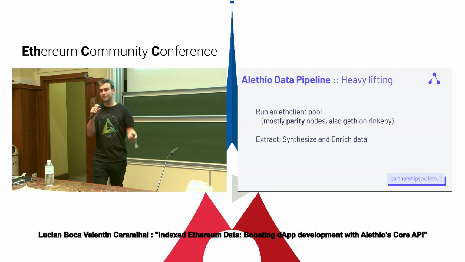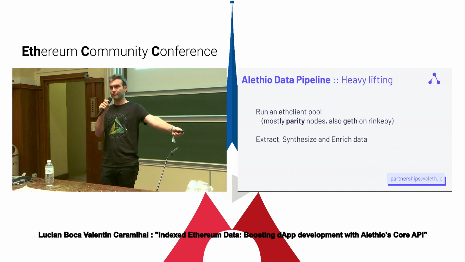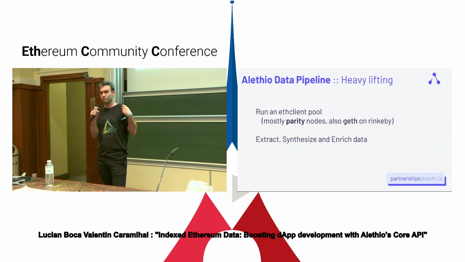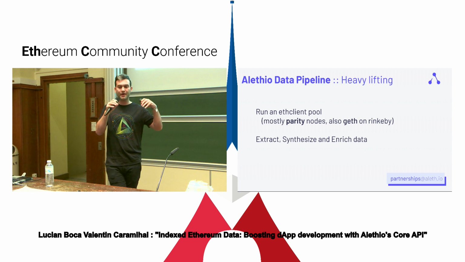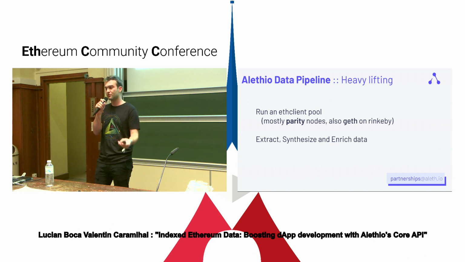So by extraction, I mean it asks the clients for raw chain data that it can get directly from Web3 RPC and just stores that. Additionally, it synthesizes stuff like parsing the VM traces and figuring out the intermediate transactions that have happened, like internal transactions. We call them contract message calls.